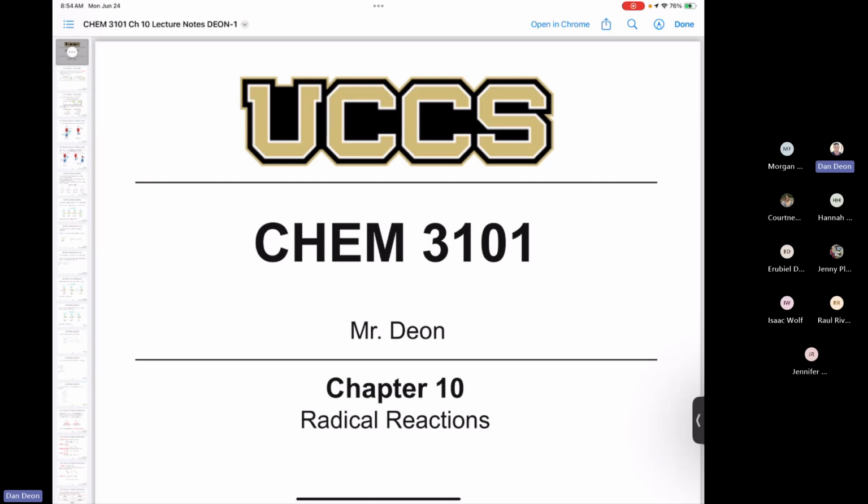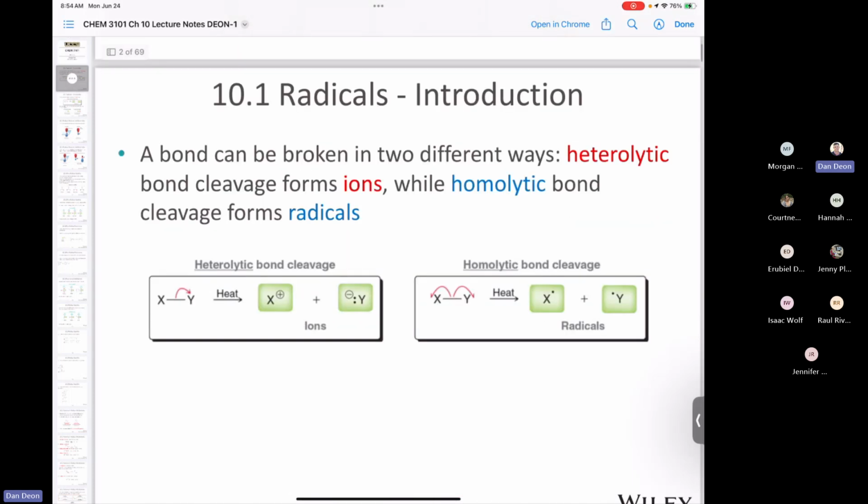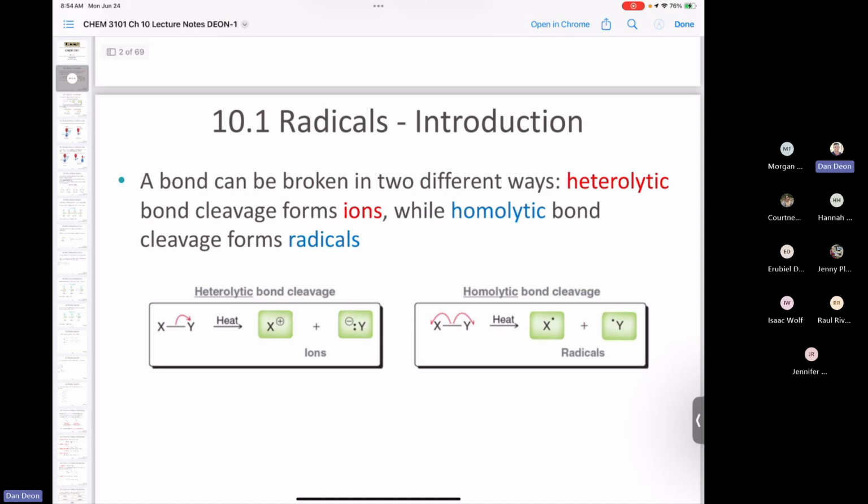And everything that we've dealt with up to this point always involved a pair of electrons, whether it was a lone pair on an atom or a pair of electrons in a pi bond or a sigma bond. But in this chapter, we're going to talk about radicals, and radicals are unpaired electrons. So we haven't discussed those very much at all. So let's see what it says here.